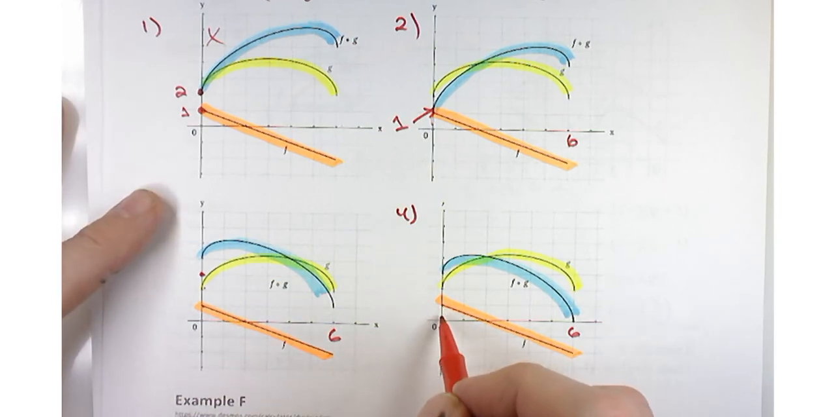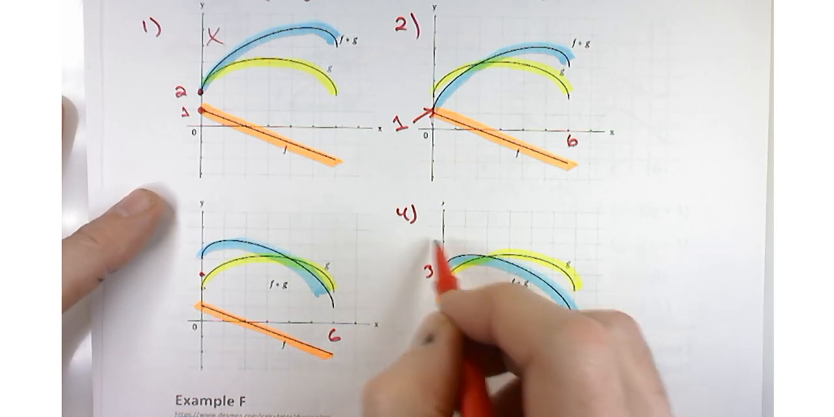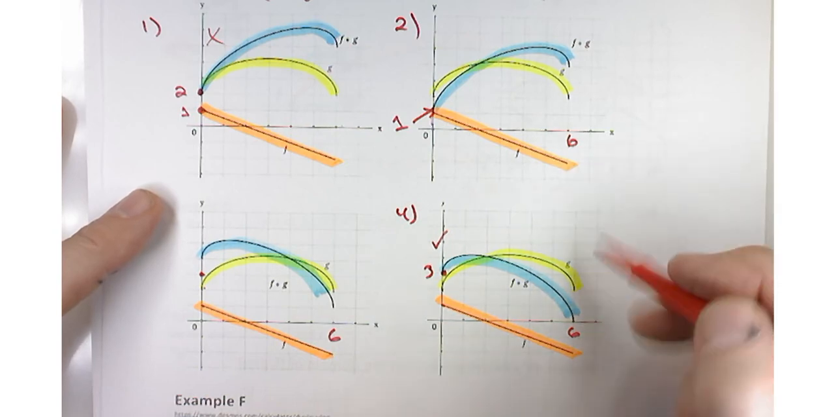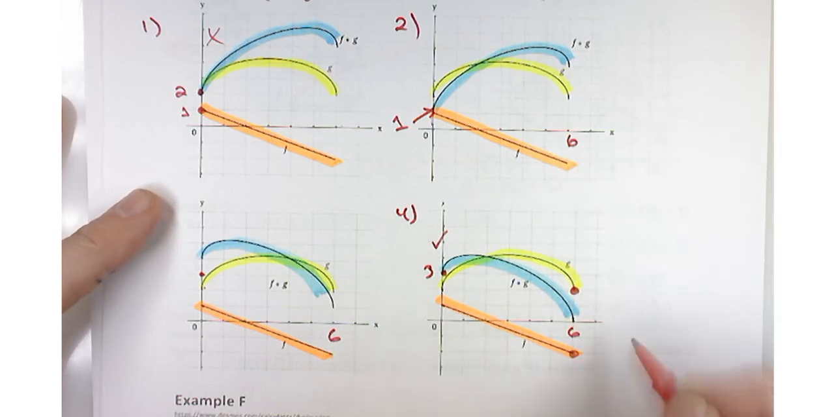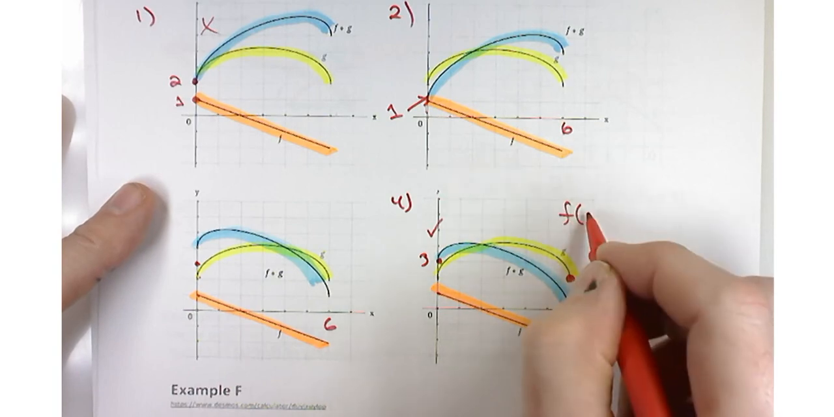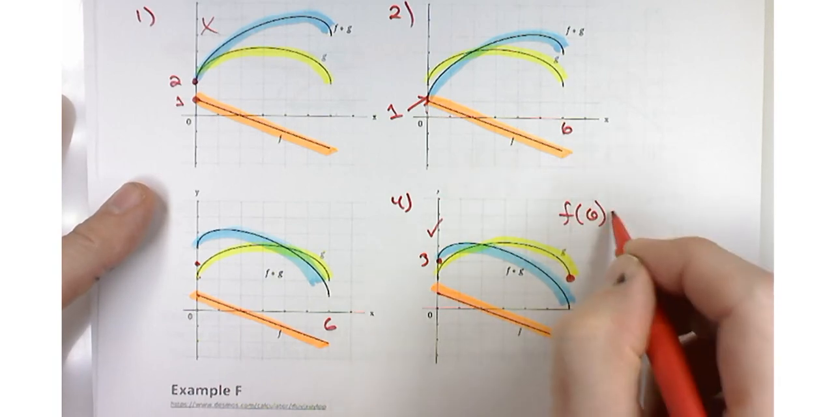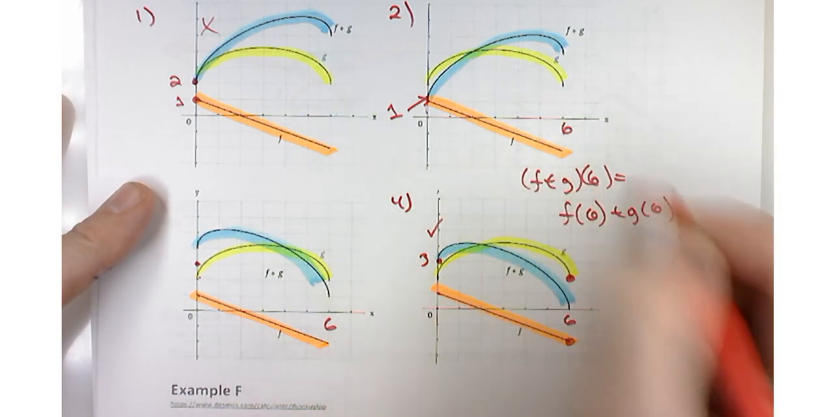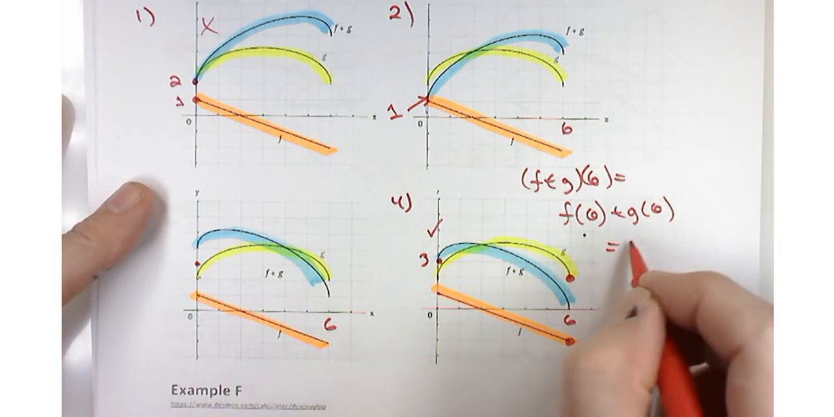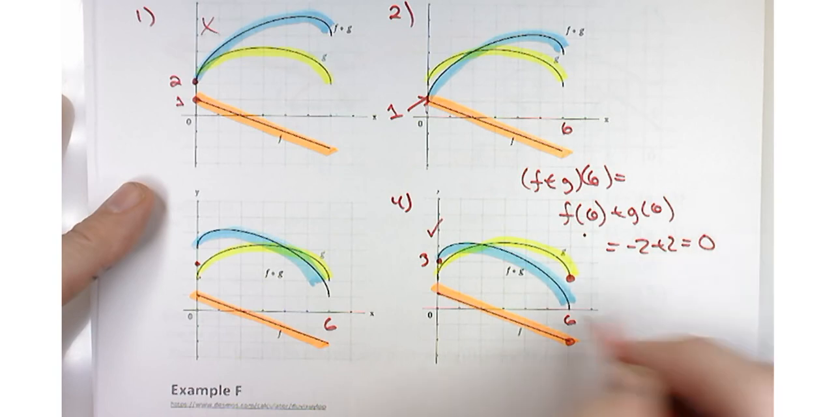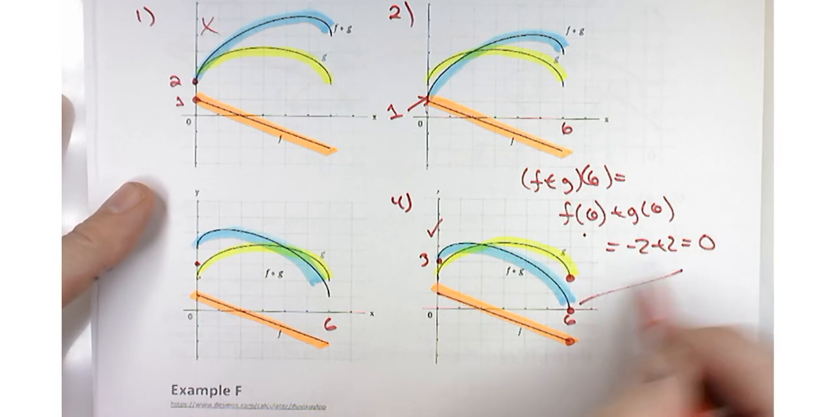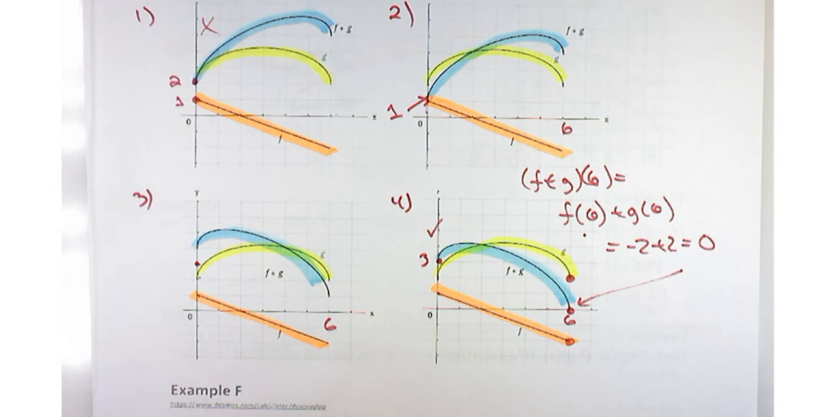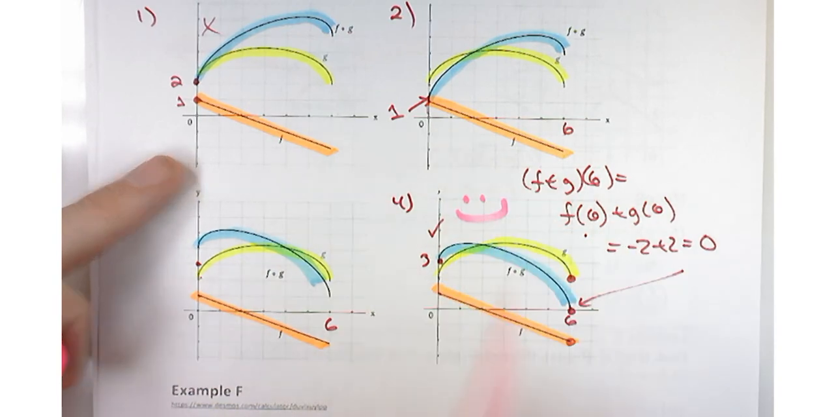How about this one? Does that one look right? Yeah. 1 plus 2 equals 3, so that one looks good. And you can check another point here. For instance, we can double check things at f plus g of 6. So that'd be f plus g of 6. f of 6 plus g of 6 is negative 2 plus 2 gives you 0. And guess what? That lines up pretty good as well. So overall, I'm feeling pretty good about this last one. Number 4 is the winner.